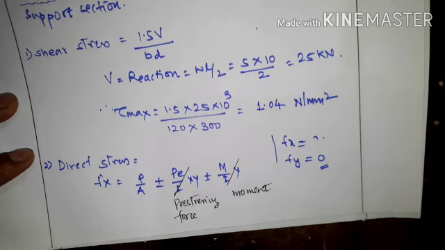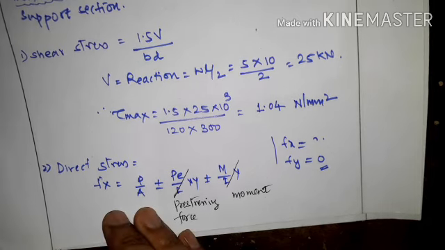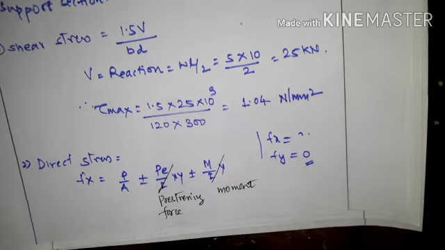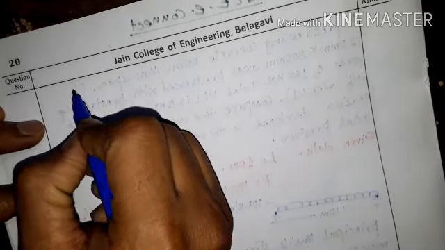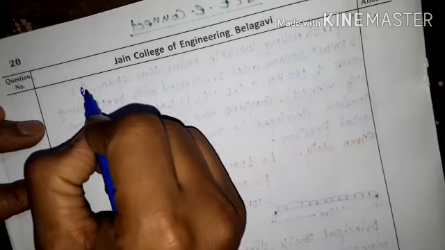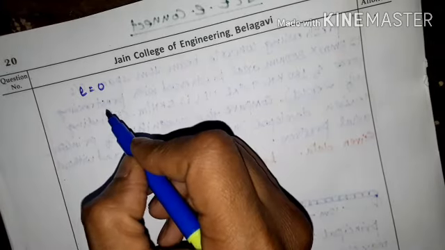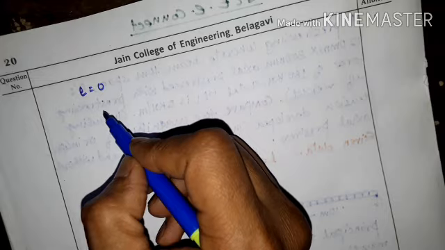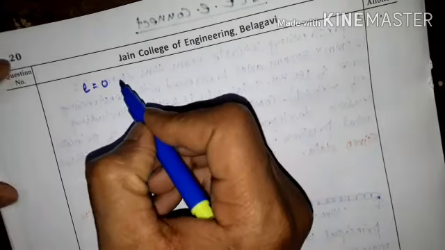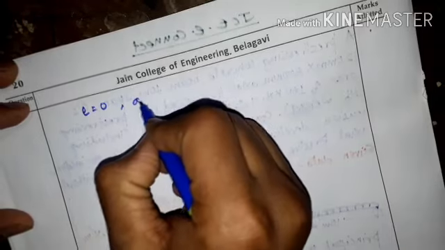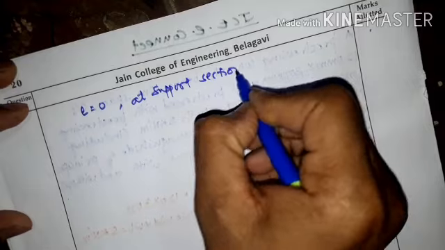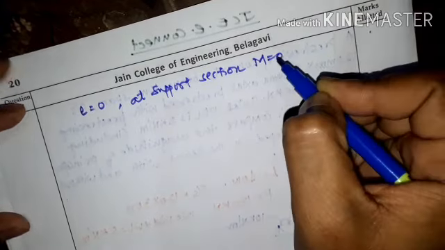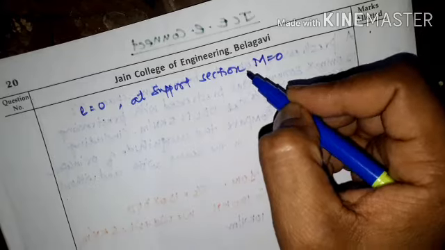Here both the terms will become 0. Why? Pe by I into y will become 0 because the eccentricity is 0, since it is axial prestressing, so e is equal to 0. Then, at the support section, M is equal to 0, so automatically the term M by I into y will also become 0.